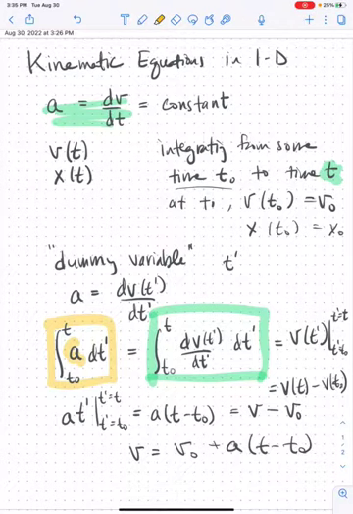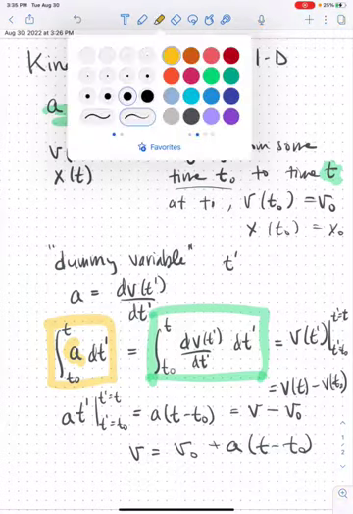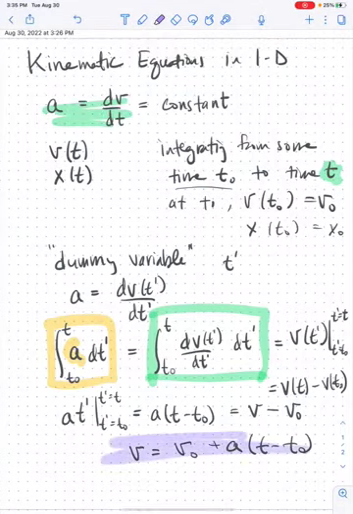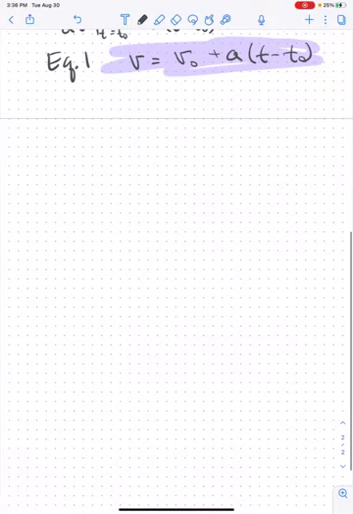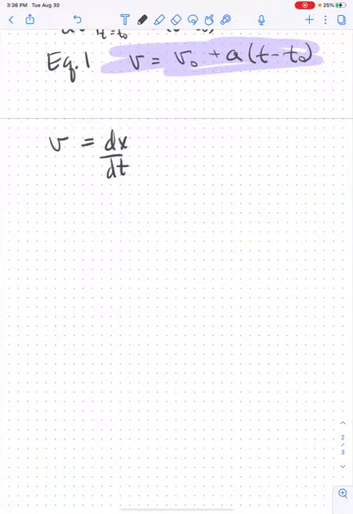So now we've got our first kinematic equation. Let's highlight this in a different color. We'll make these purple. All right, so we've got our first kinematic equation. Call this equation 1. All right. Now we want to get a second, hopefully independent equation. So to do that, we need to use a new piece of information. So our new piece of information that we haven't used yet is that v is dx dt.